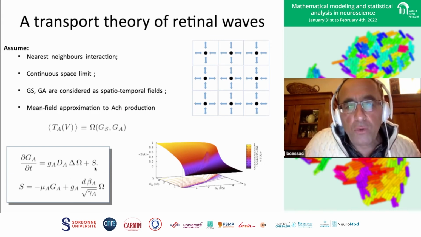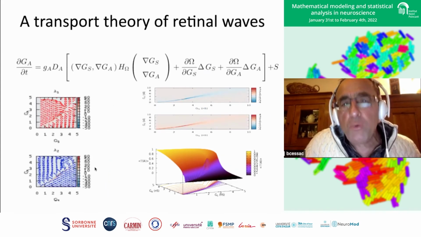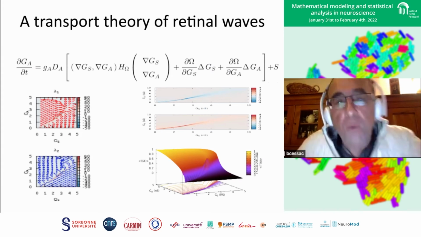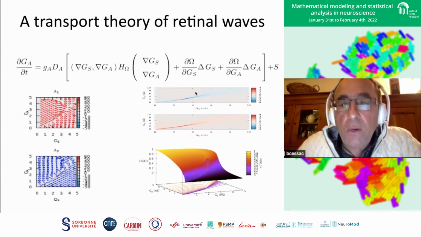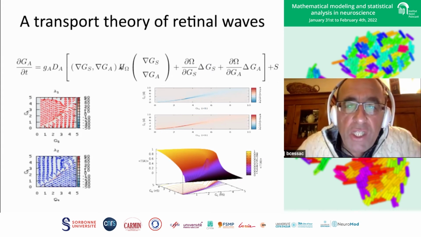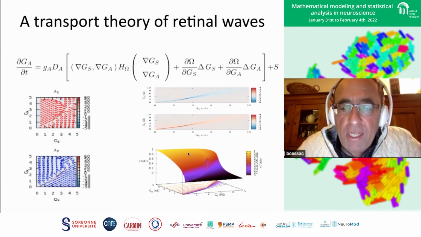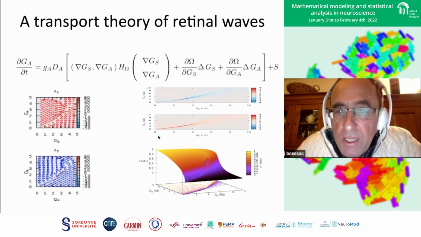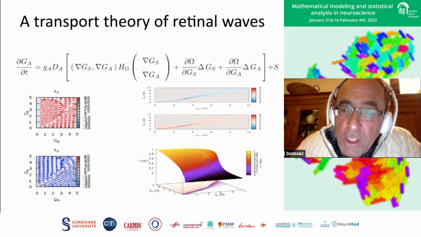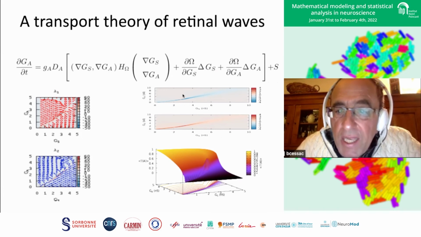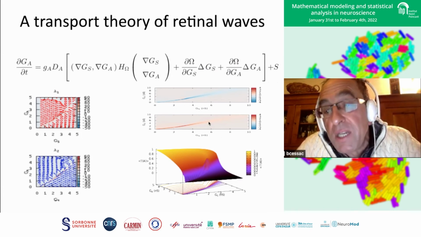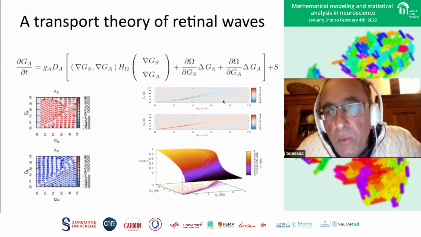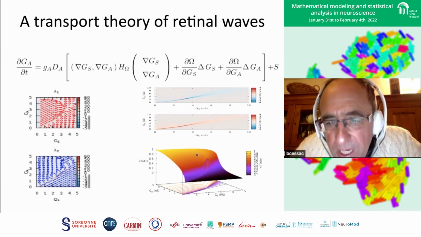Now, I don't want to go further because we don't know so much about this equation. What we know is that we can rewrite it this way. It's a straightforward mathematical derivation. And now you see that what we have is the Hessian of H and the gradient of H. Here is a numerical plot of the gradient of H in this space GS-GA. And again, you see that it is essentially important in region D. In other regions, it is essentially zero. So important things happen here.